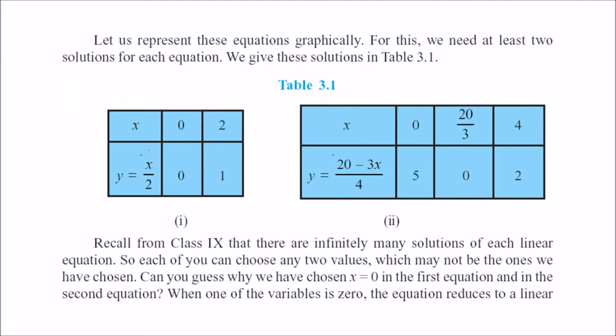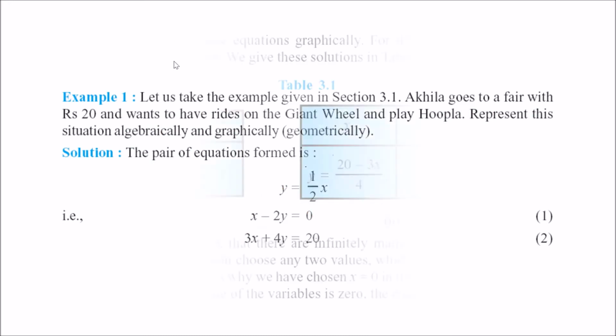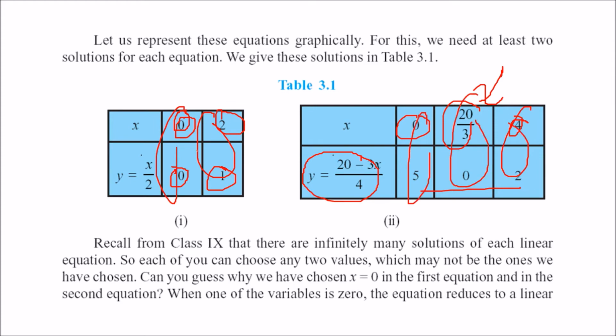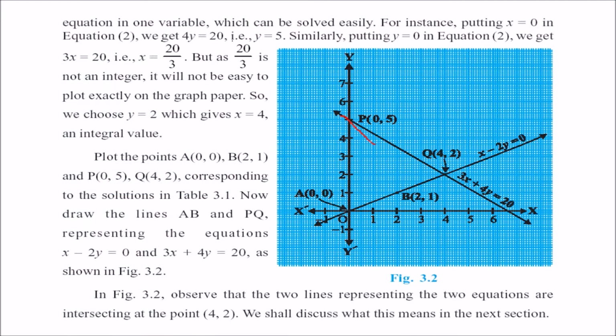How to solve them? Put some value of x in the first equation, so you get the y values. We placed 0, we get a y value of 0. We place 2, we get the y value of 1. So we are just replacing x so that we can get the value of y. Similarly, for the second equation, we have rearranged it like this: y is equal to 20 minus 3x by 4. Let us place x equal to 0, we get 20 by 4. These are just random values, you can take any values. So we have actually got the coordinates. These are the Cartesian coordinates, a pair of Cartesian coordinates. And let us make these lines.